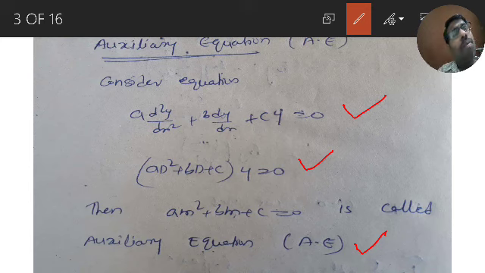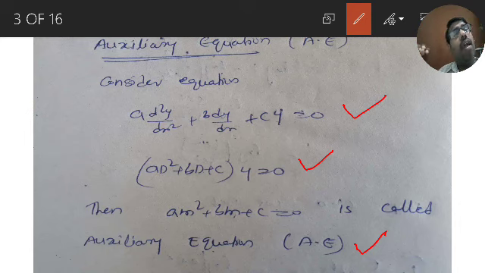So what are the possibilities of roots? Roots may be real and distinct. Roots may be real and equal. Roots may be complex. Roots may be surd roots. Depending on the roots, we can write the general solution for the homogeneous differential equation. That is the main point of this topic.